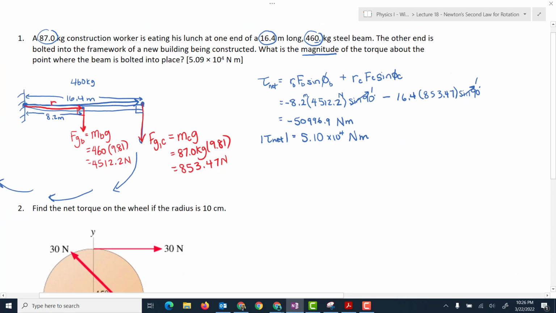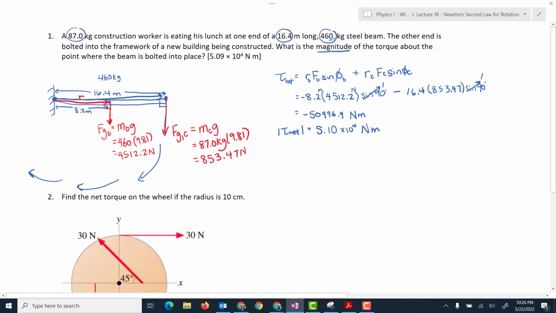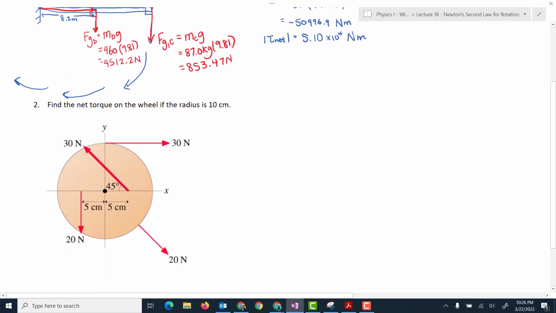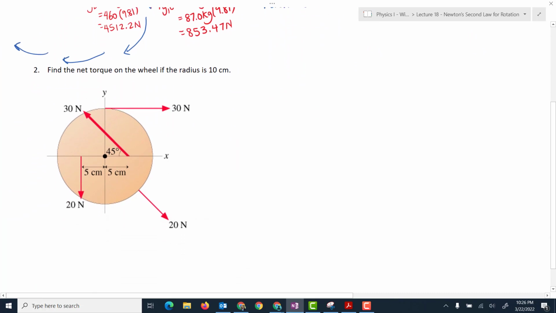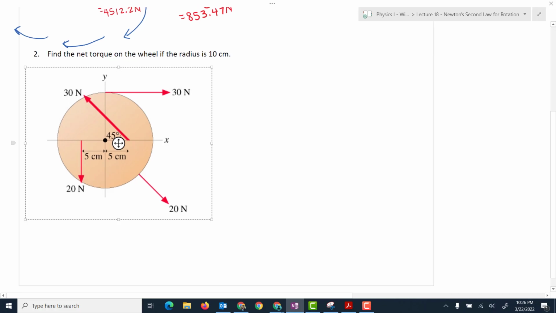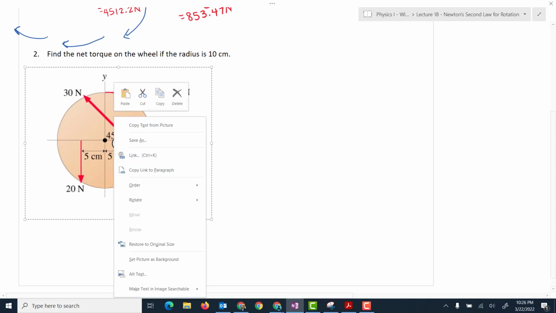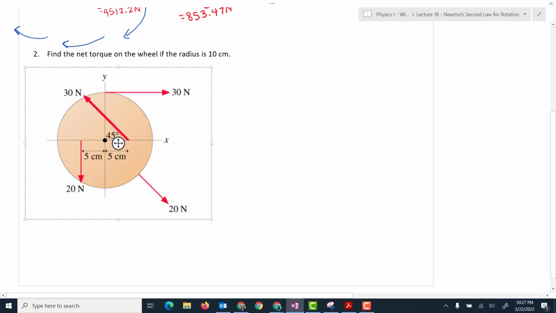Okay, so that's question 1. Okay, question 2. Same idea. This time we have a wheel. We want to know what is the net torque on the wheel if the radius is 10 centimeters. It doesn't explicitly tell us, but the axis of rotation is the center of the wheel, because it's spinning at the axis of the wheel on the axle.